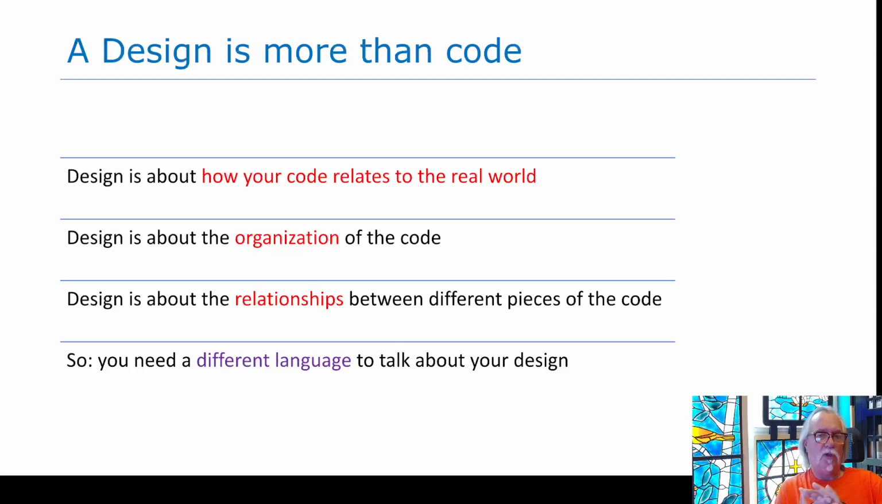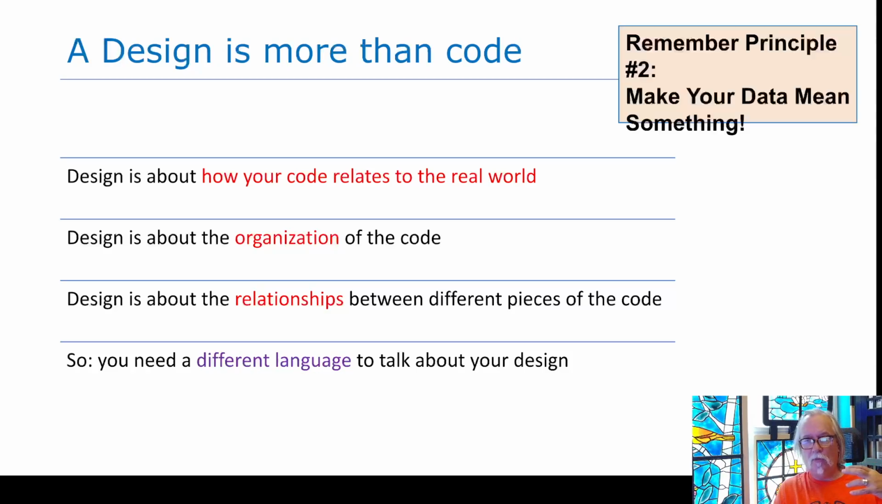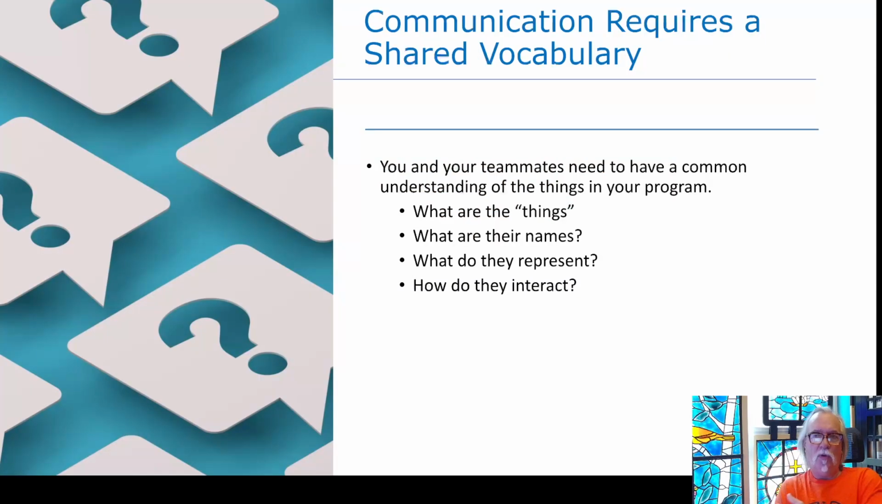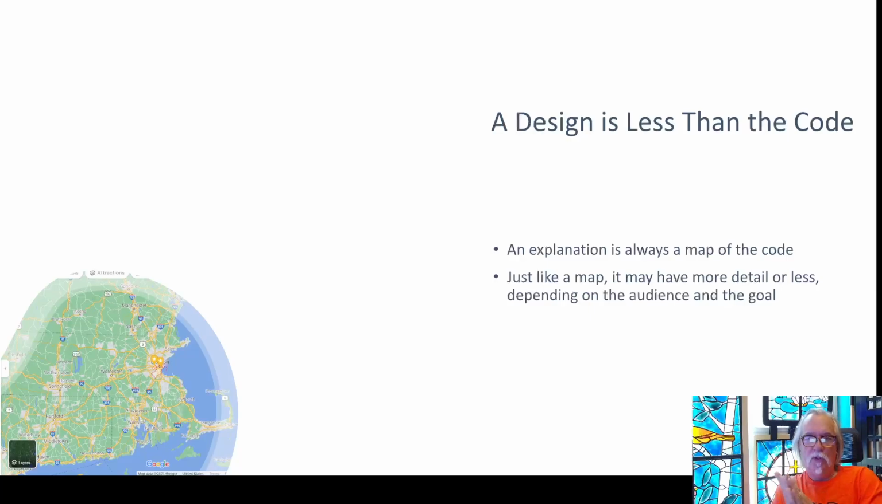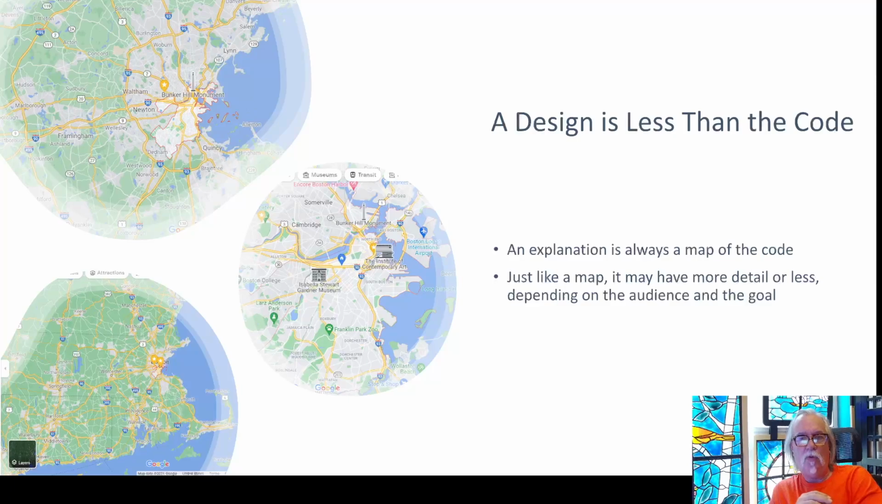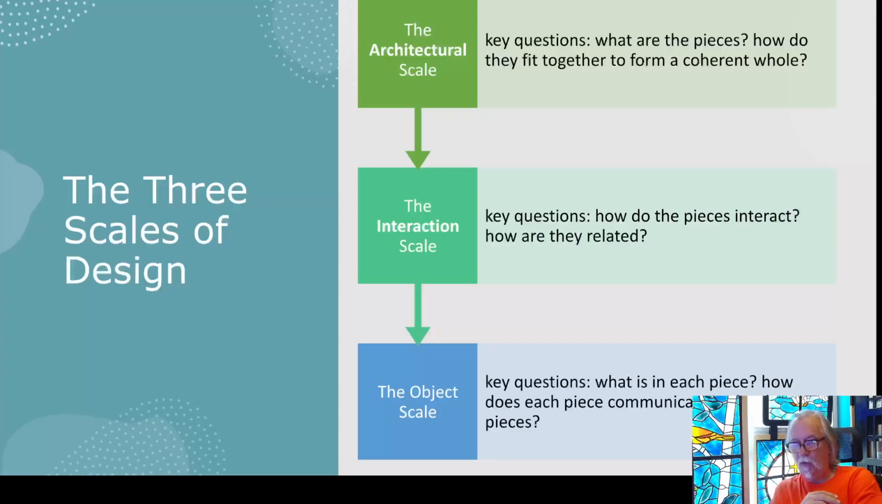The design is more than code, it's how the things fit together. It is about the organization of the code, the relationship between the pieces of code. We have to agree on what things are, what their names are, and what they represent. So, if you think about a map, an explanation is a map of the code. Maps are not the actual data, they're not the actual Earth, they're representations of the Earth that allow you to walk around and get from point A to point B, use the roads, etc., etc.